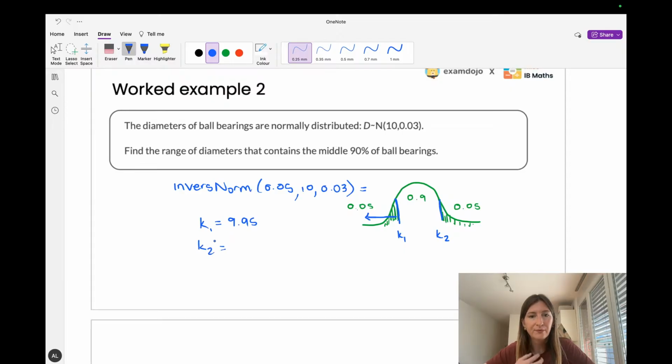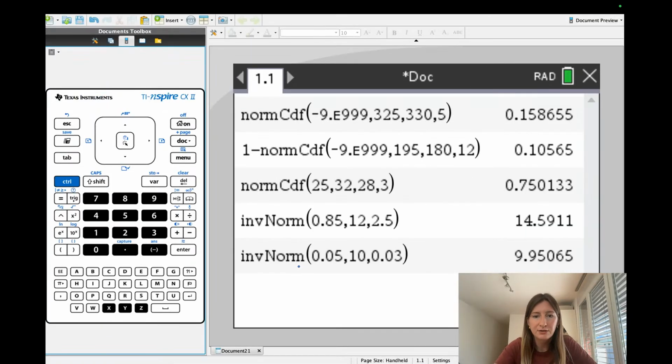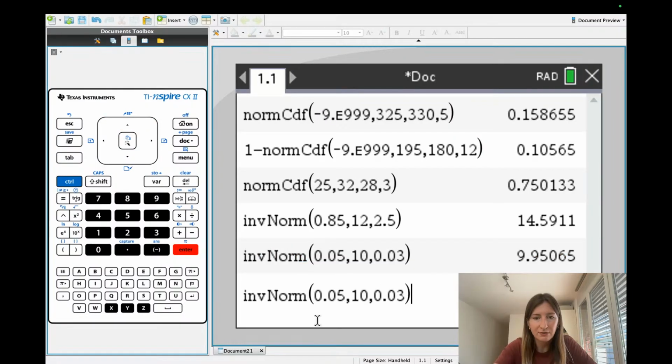K2 is now, remember from here, we want to find this value. So it's not just 0.9, it's all the way back. So all the way there is what we want to know, up to this value. So that's 0.9 plus 0.05. So we want to know inverse norm for 0.95, 0.05 plus 0.9 all the way. 10 and 0.03, these don't change. So again, I'm just going to go back, and especially for this one, I don't have to change much.